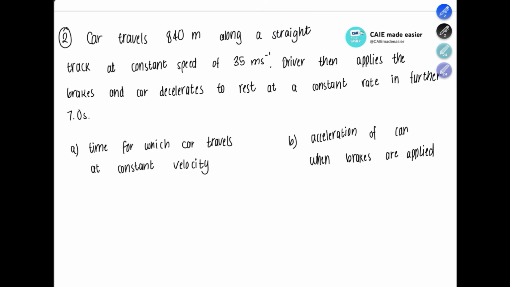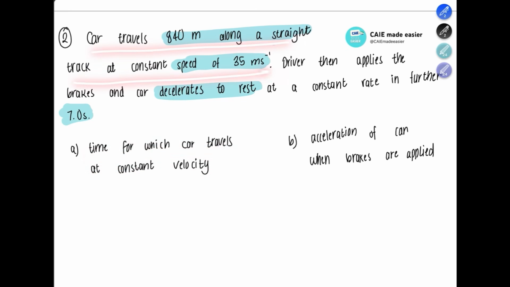Please pause for a moment and try to solve this first. If you're done, let's begin. A car travels 840 meters along a straight line at a constant speed of 35 meters per second. So this is our distance and this is our speed of 35 meters per second. The driver then applies the brakes, and the car decelerates to rest at a constant rate in a further 7 seconds, so it takes more time. Now they're asking to find the time taken for which the car travels at constant velocity.